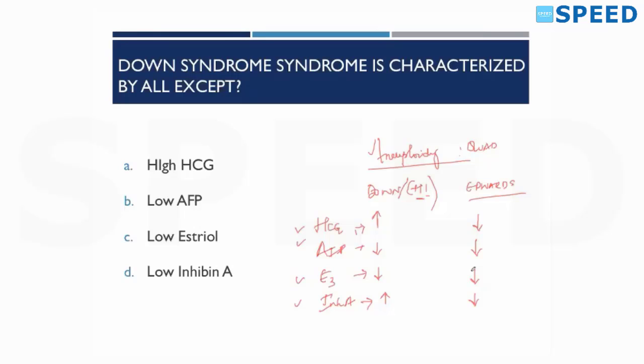And here HCG and inhibin A are going to rise, whereas alpha fetoprotein and estriol are going to fall. So this is nothing but quadruple screen findings in Down syndrome and Edwards syndrome. So low inhibin A is not a feature of Down syndrome.